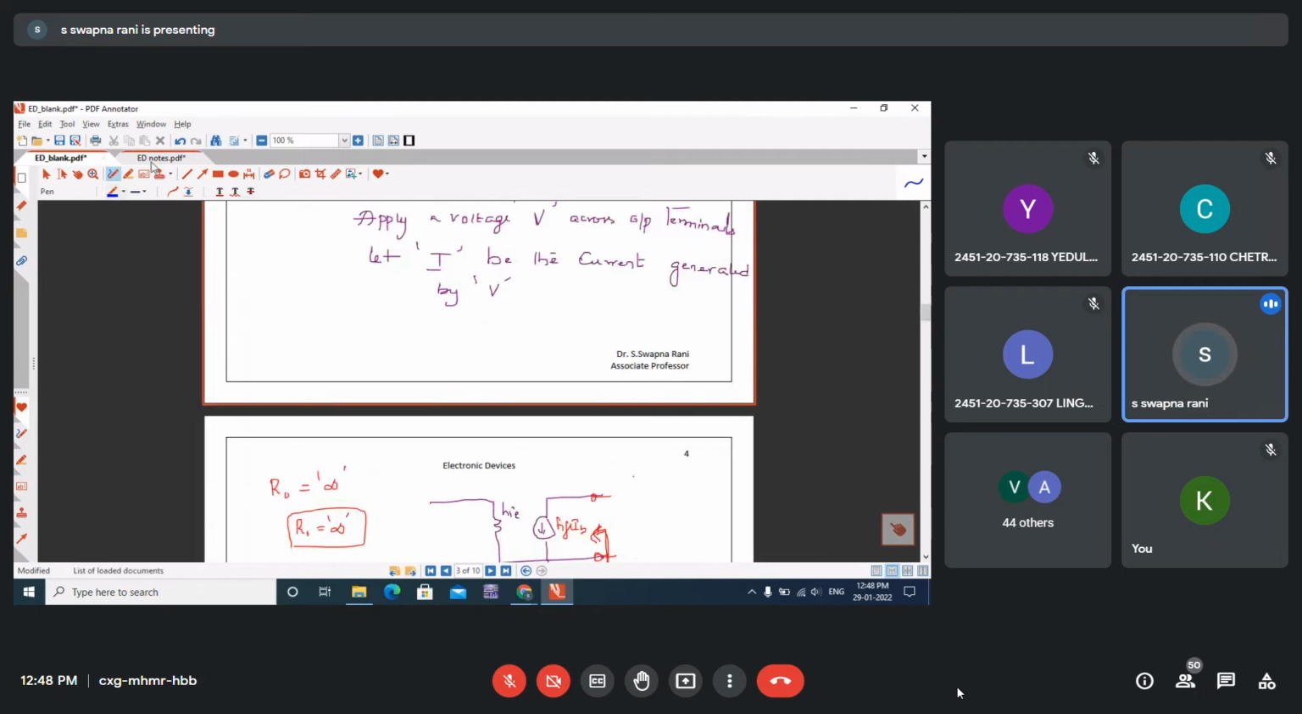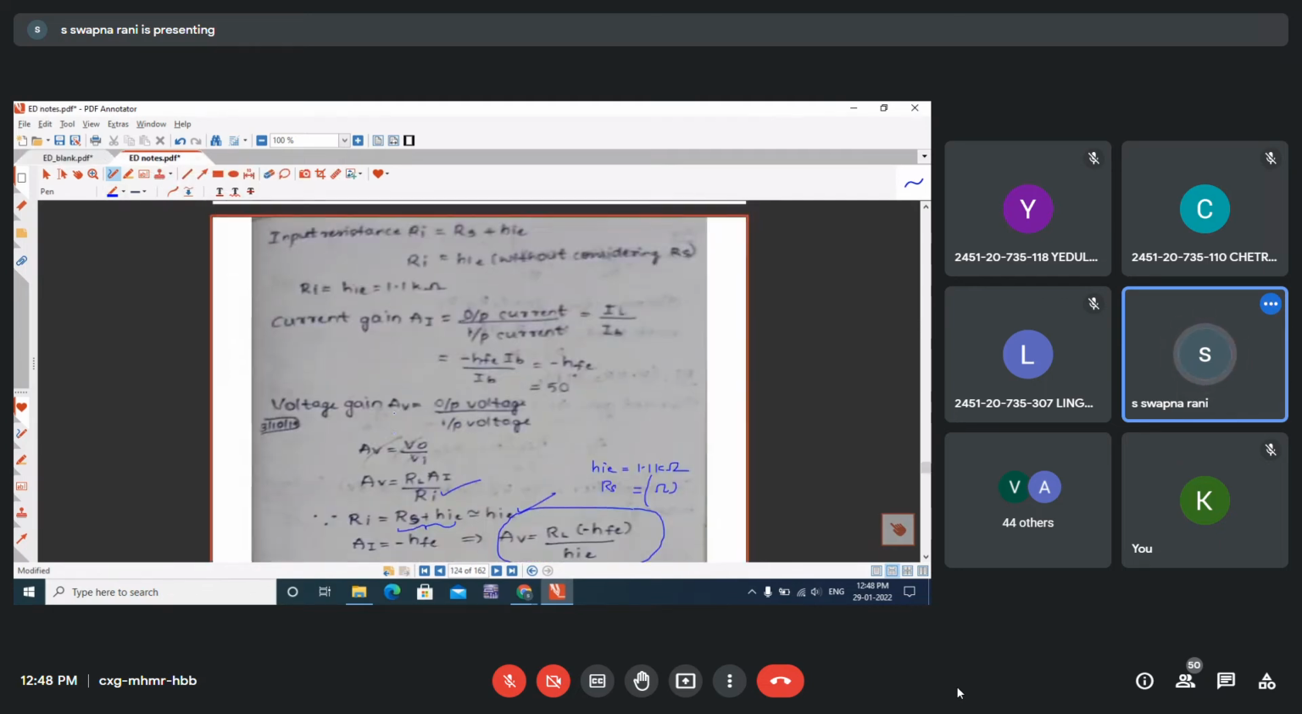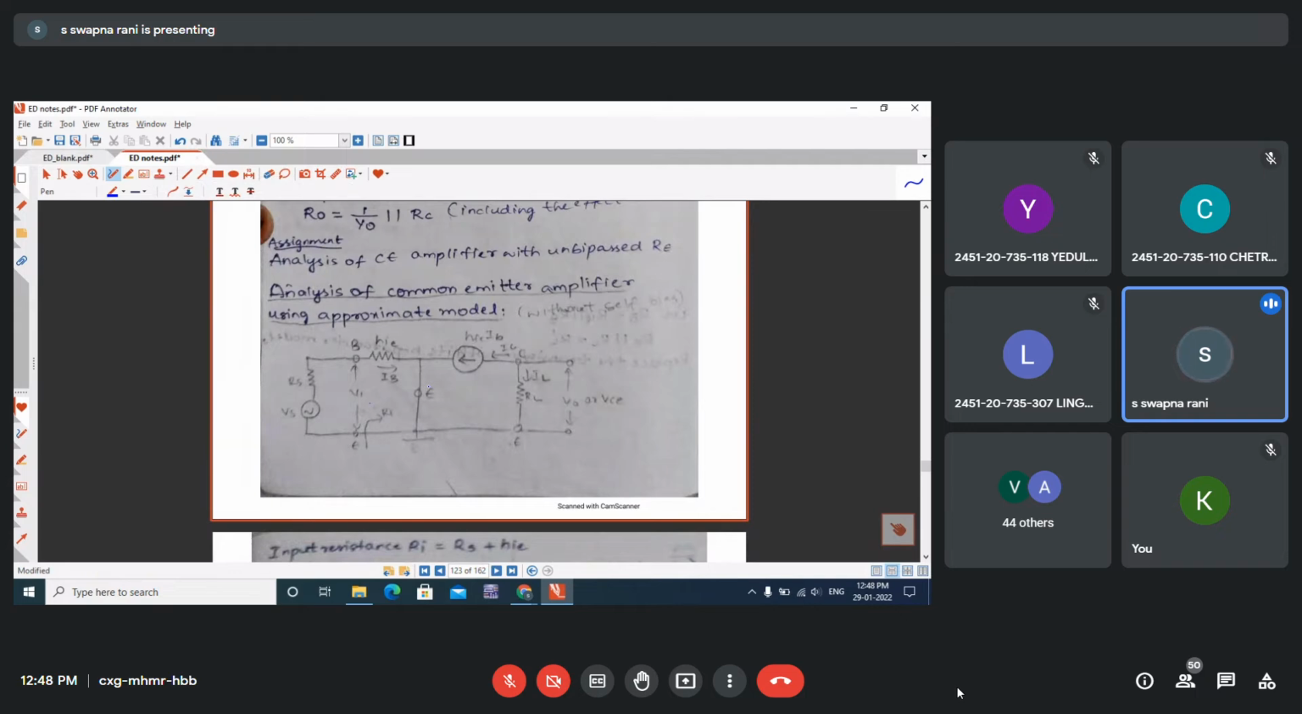So this is the analysis of the CE amplifier using the approximate model. You will see once again, the emitter is grounded. This is the base terminal, the collector terminal, and to the left of the circuit, across the base and emitter terminals, the actual input voltage given to the transistor is V1. So to the left we will connect the source, and to the right we will connect a load resistor RL. So this forms the CE amplifier.